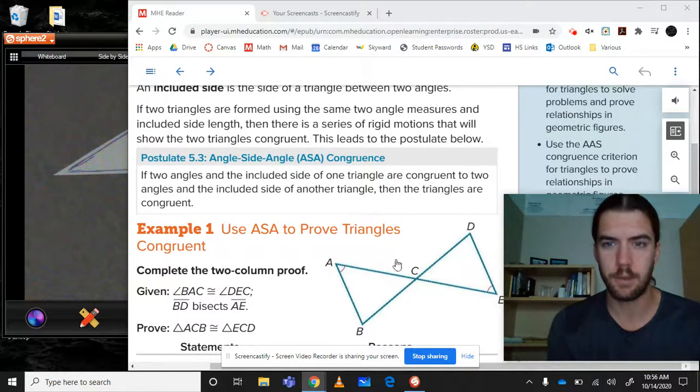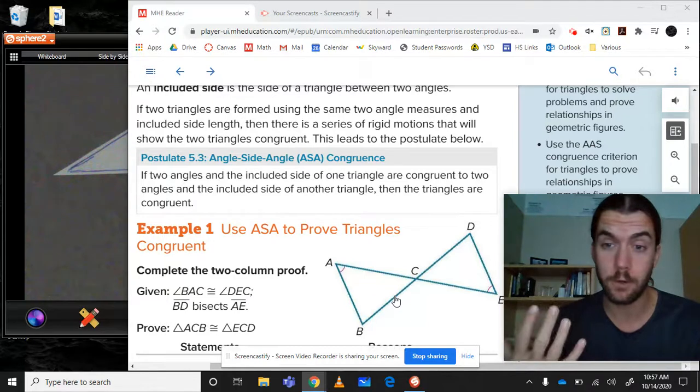Okay, so let me give an example of that. If we looked at D and E and the included side, a set of three objects, angle, side, and angle, if we can prove that that is congruent to angle, side, angle over here, then we know that the two triangles are congruent. We'll be able to infer that the third angles are the same and that the other side lengths are all the same.